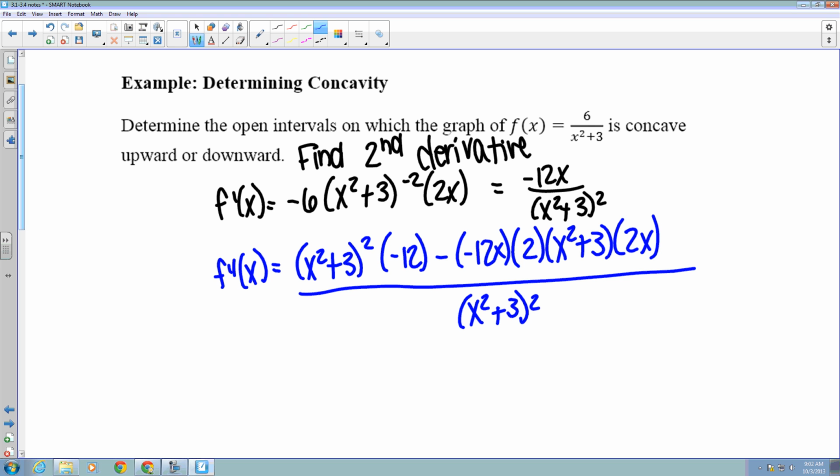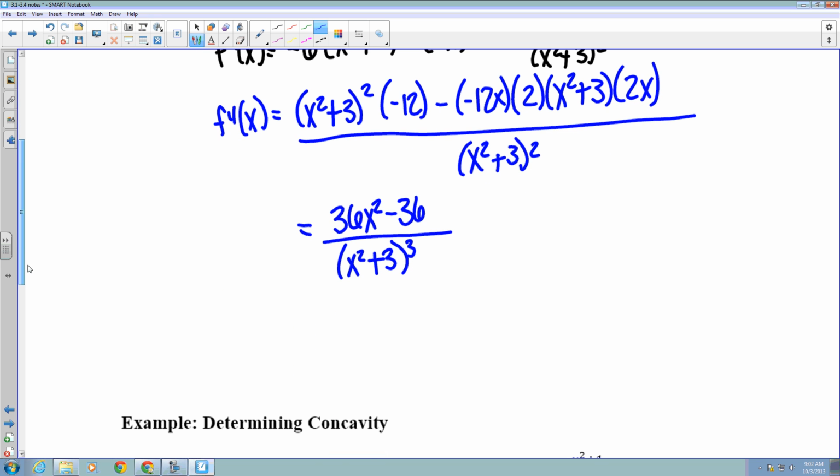I'm going to save some time. This simplifies to 36x squared minus 36 over (x squared plus 3) cubed, once we factored out an x squared plus 3 from every term. So we have to find out the critical points of this. This is equal to 0 at plus or minus 1.